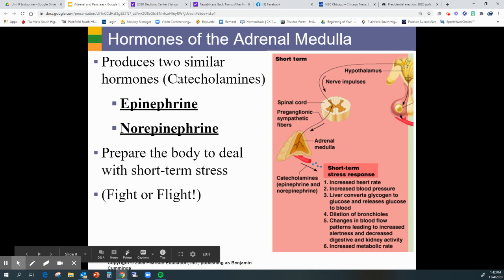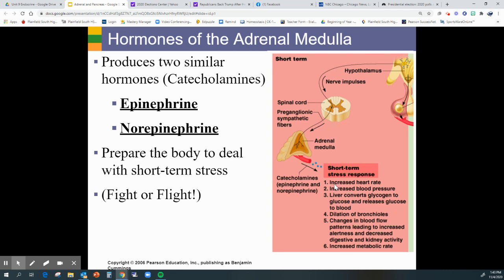So this is the inner portion of the gland. This one is mostly nervous tissue. So we have epinephrine and norepinephrine. These are the ones that prepare the body to deal with short-term stresses. These are also some of our fight or flight hormones. So they're going to do a couple things here for short-term stress response.